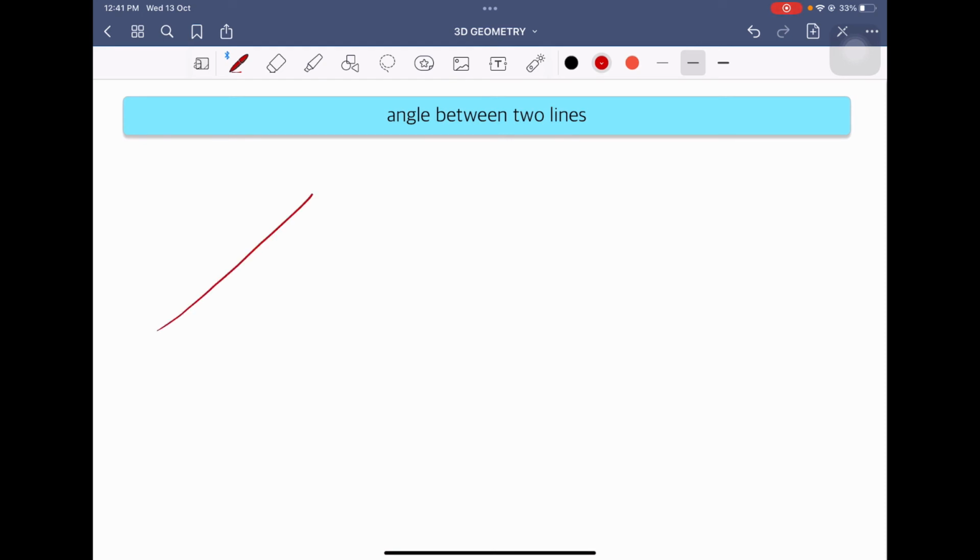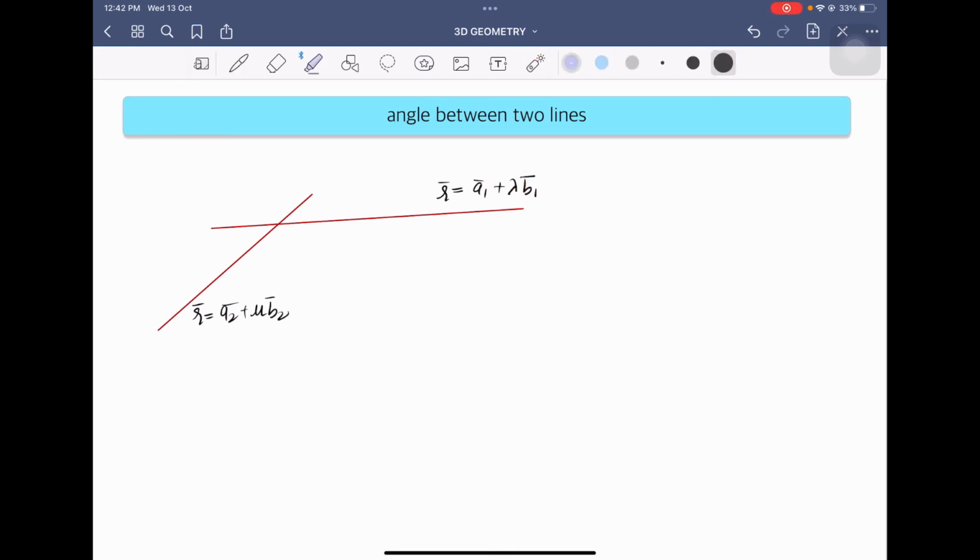Suppose two lines are given like this. I will write the general form. So r equals a1 plus lambda times b1, and r equals, let's say, a2 plus mu times b2. Remember, always if you are taking two lines, take one in terms of lambda and the other in terms of mu. Just keep these parameters different so that we will be able to differentiate the values of lambda and mu.